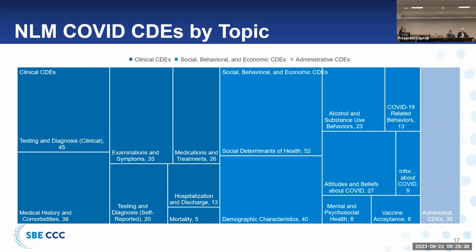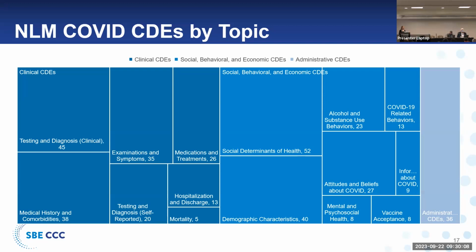About half of them are what we might describe as clinical in nature. So for example, a good chunk of questions are about testing and diagnosis, either in a clinical setting or self-reported ways of gathering data about COVID testing and diagnosis. Another set are about symptoms. There's a set for medication and treatments, and a set for medical history comorbidities.